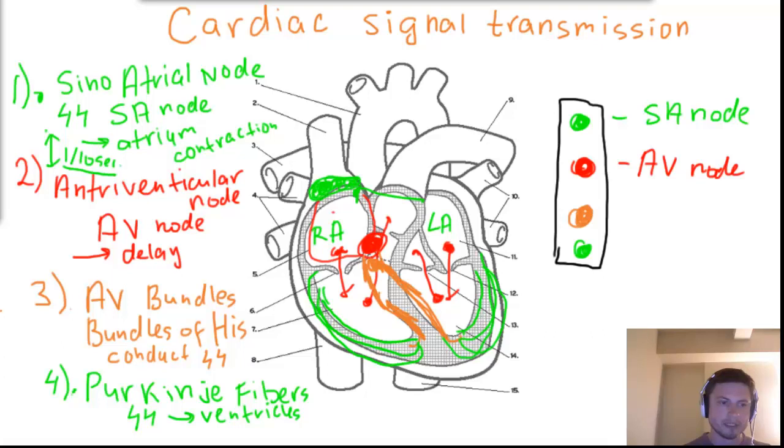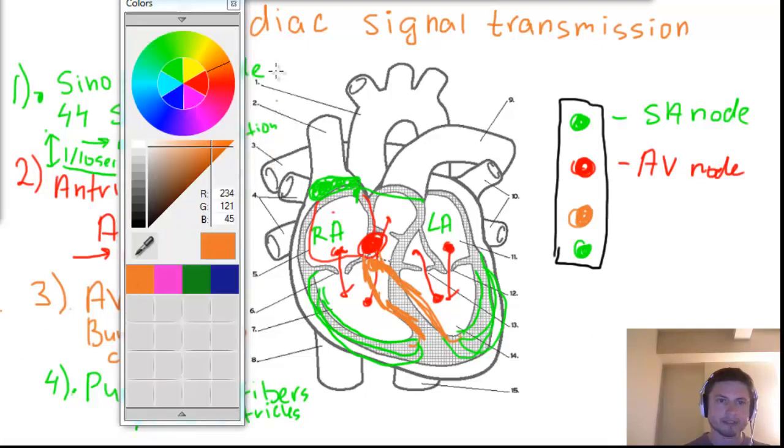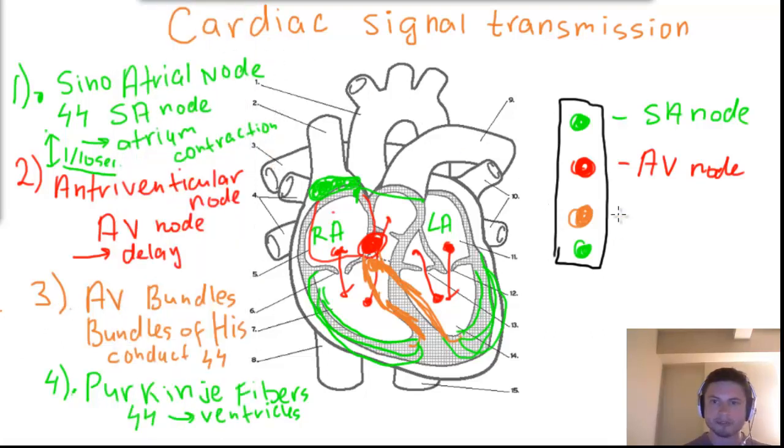Then we have our next part, which is the bundles of His. This is a transmission, so it's orange. And finally, the last one is go again. This time it's the ventricles. The Purkinje fibers contract your ventricles.